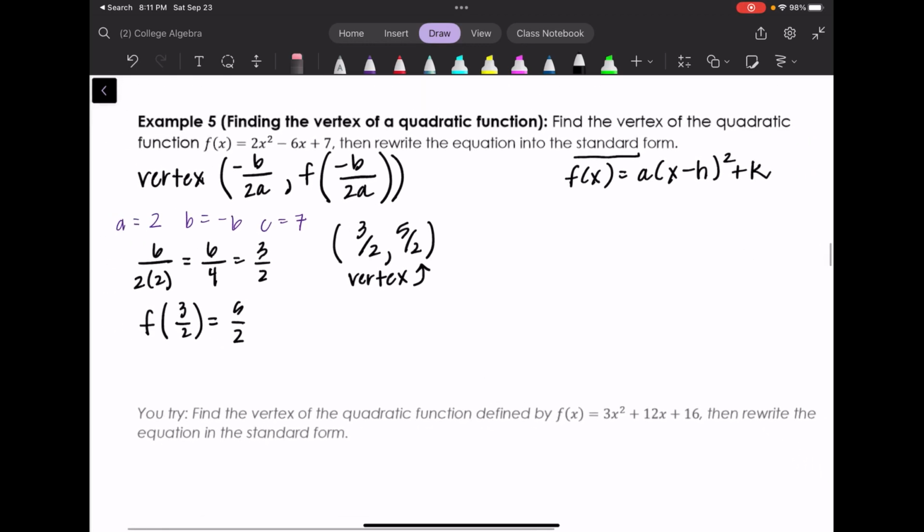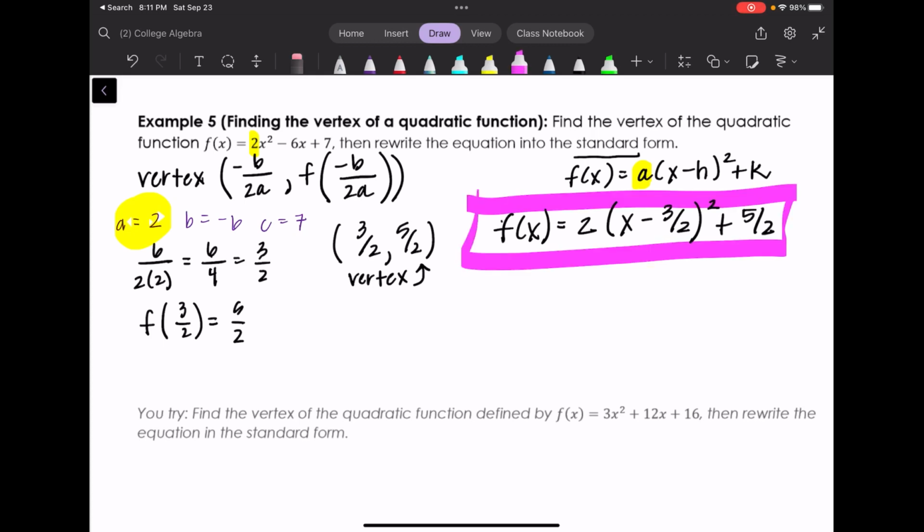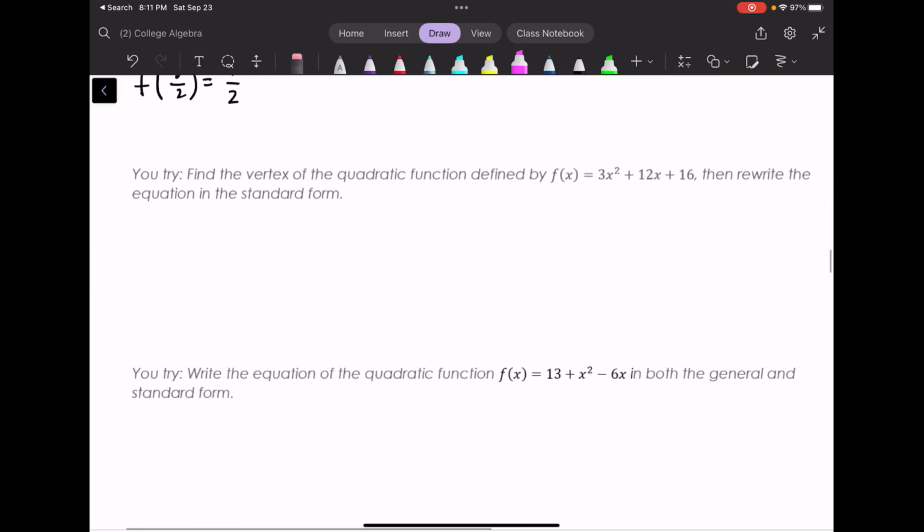And so at this point, the important thing to note is that this a that I pulled out of here is the same as this a. That's why we use the same letter. So we don't have to do anything to find that except recognize that fact. And so now we'll just plug in h and k for the vertex, and we'll be all done in our standard or vertex form. So that's done. But the key thing here that's new is recognizing that a is the same in all of these 3 places. So now you try.